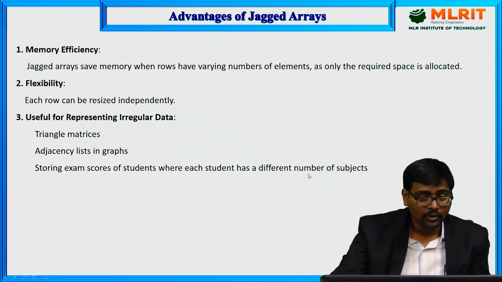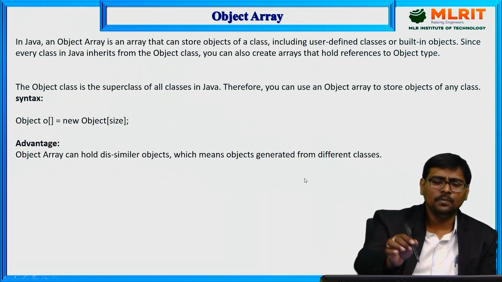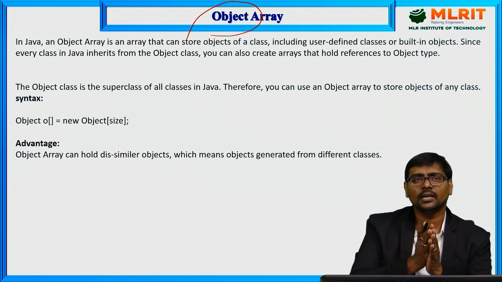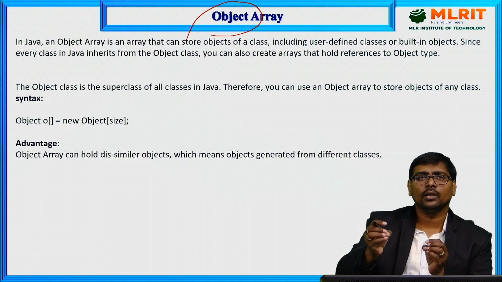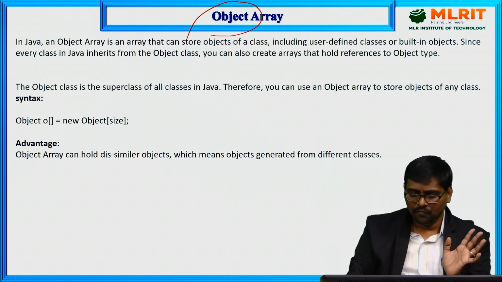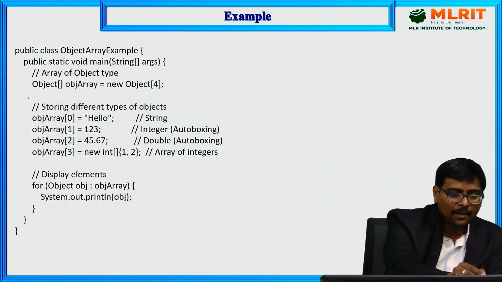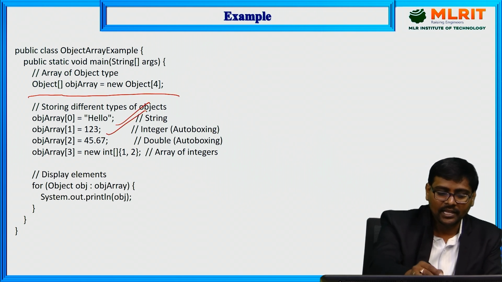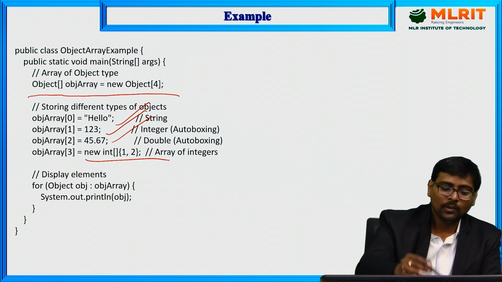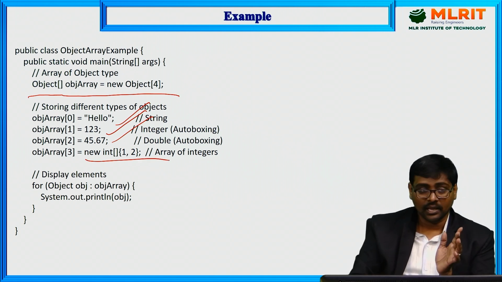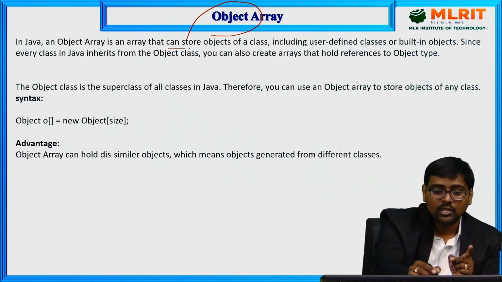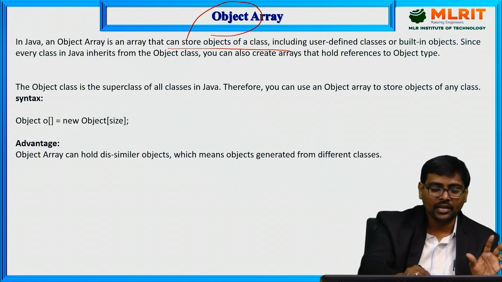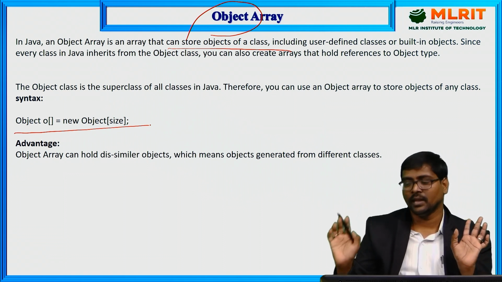Now I am moving on to object array. The simple thing: Object is the super class for all classes. Object array means it can store any type of objects. See this one: here I am creating an object array. It can store a string object, integer object, double object and one more array object. This is object array. Now you got it. Object array stores objects of any class. This is the syntax of creating an object array.